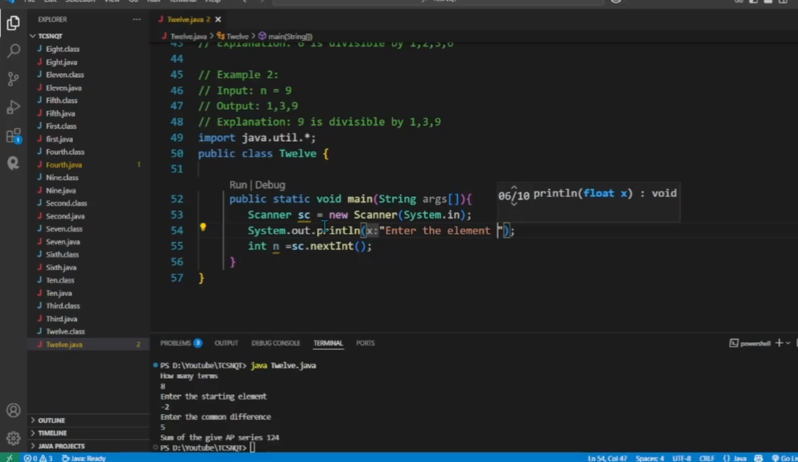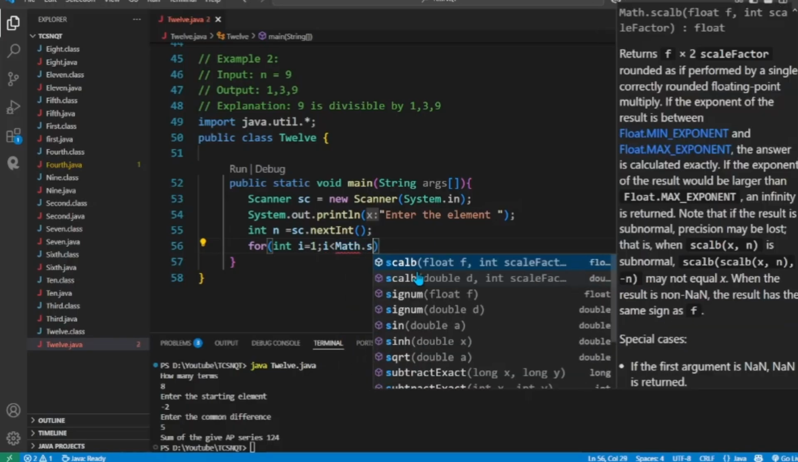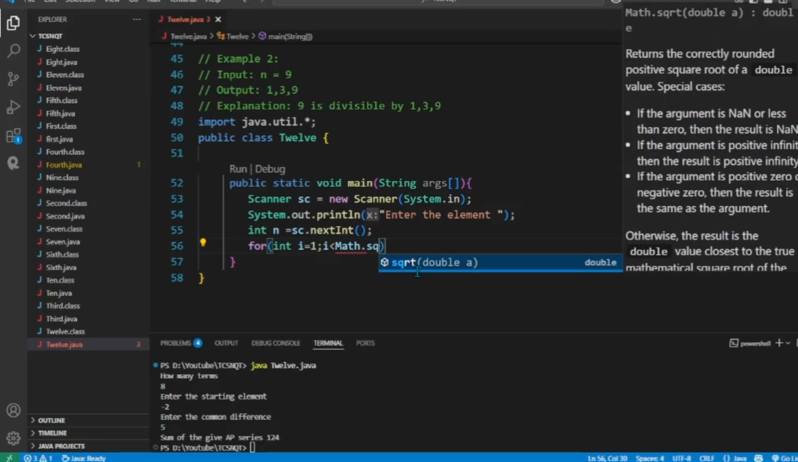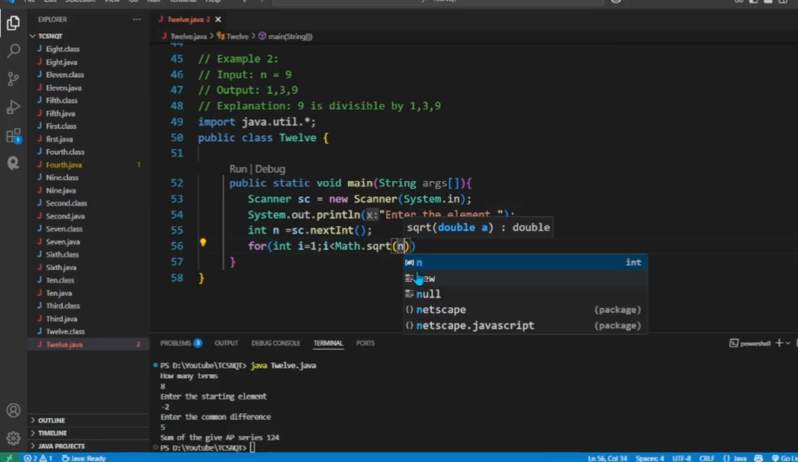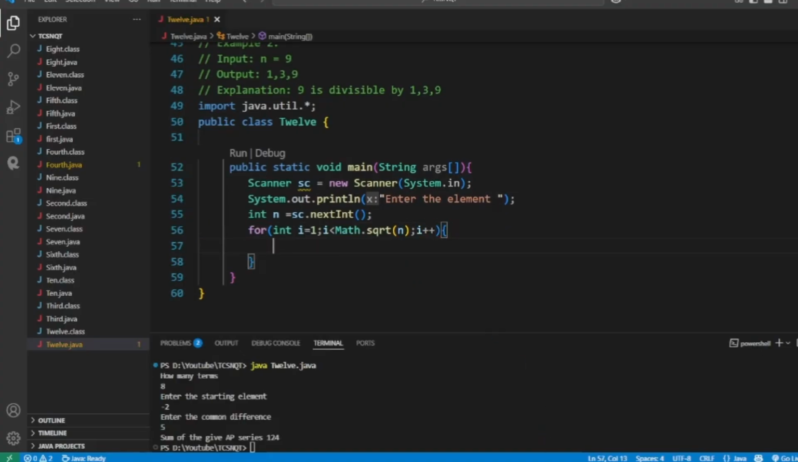After that we traverse using a loop. We traverse only up to the square root of the element. We start int i equal to 1 and i is less than or equal to Math.sqrt of the number, and i plus plus.